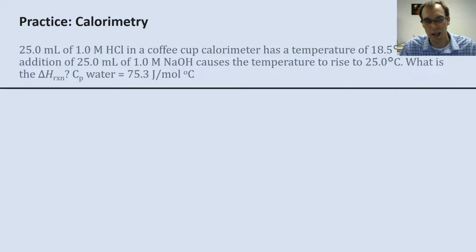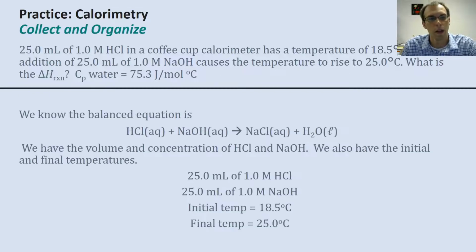And we're going to need the heat capacity of water, the molar heat capacity, which is 75.3 joules per mole degrees Celsius. So first of all, we know what the balanced equation is. We have the volume and concentration of the hydrochloric acid and sodium hydroxide. We also have the initial and final temperature. So this is the information we know. We're collecting and organizing information. We know concentration, we know volume, we know initial and final temperature.